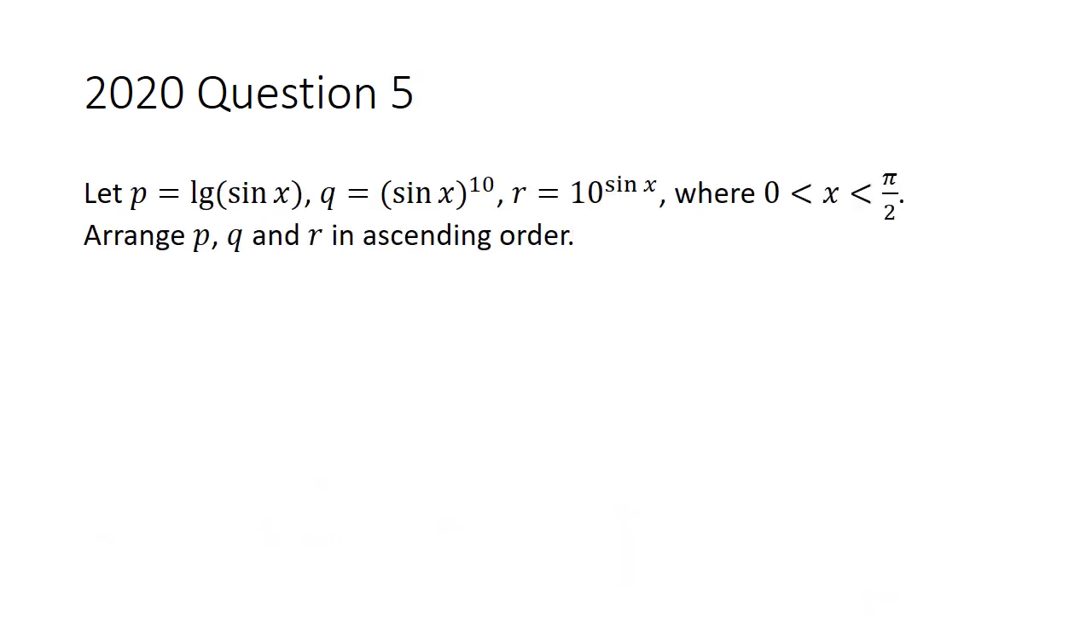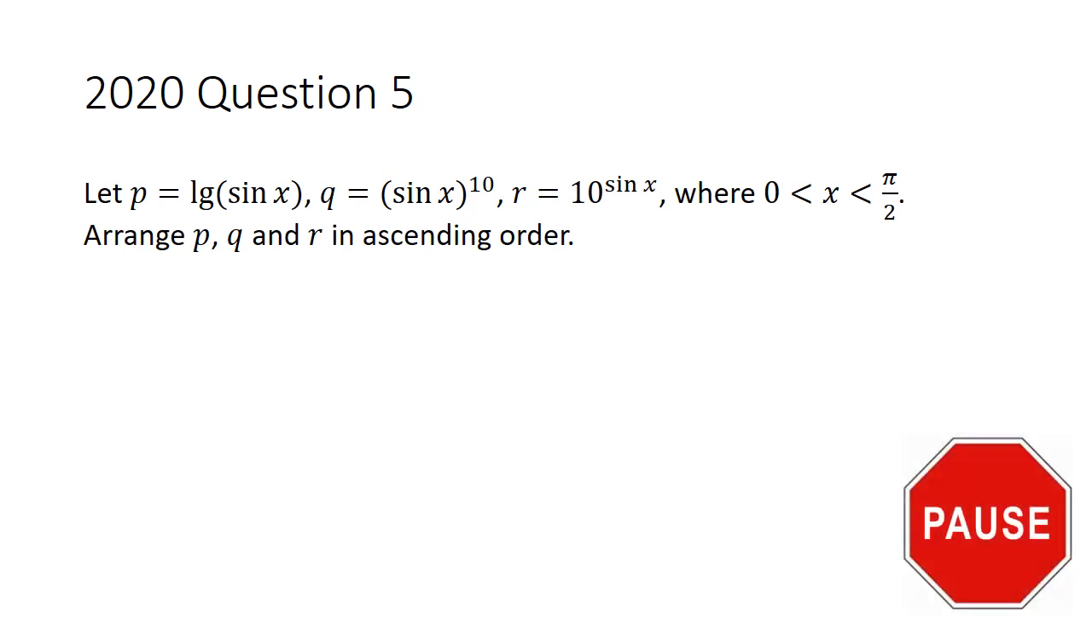Question number 5. Let P equal log of sine x, Q equal sine x to the power of 10, and R equal 10 to the power of sine x, where x is between 0 and pi over 2. Arrange P, Q, and R in ascending order. Pause the video here and give this question a good try.